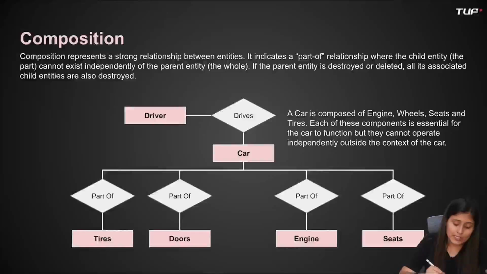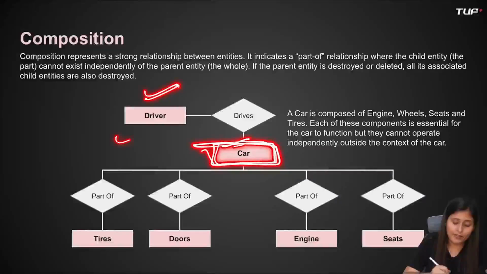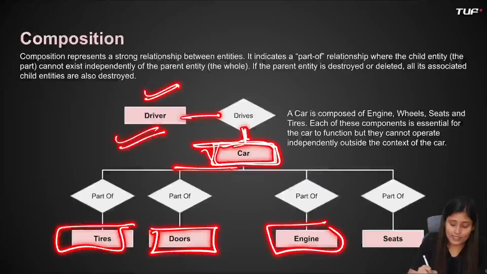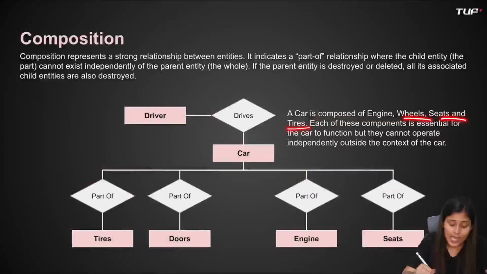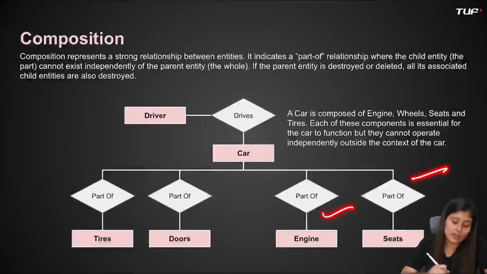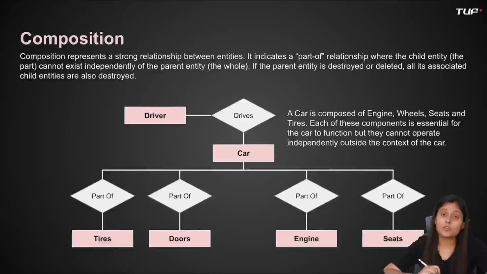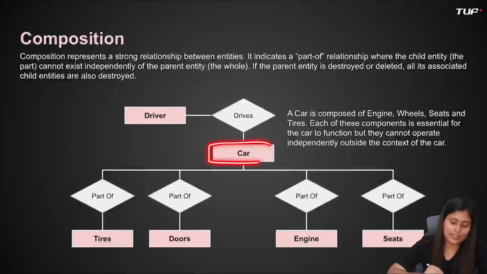From this example, you can see that we have a car entity, and the relation between car and driver entity is drives. And we have door, tires, engine, and seats entities, and these are weak entities. These entities cannot exist if the car entity does not exist. So that is all about composition. It shows that a car is composed of engine, wheels, seats, and tires. Each of these components is essential for the car to function, but they cannot operate independently outside the context of the car. So this is what composition means. It shows the strong relationship between the entities.